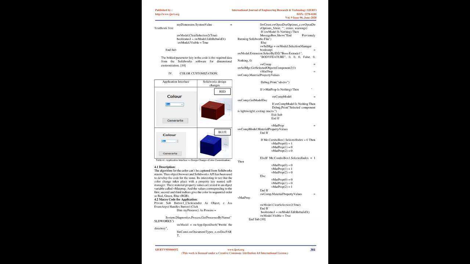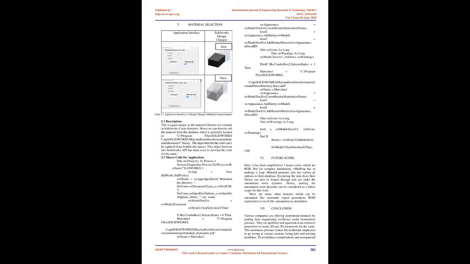4.1 Description. The algorithm for the color can't be captured from SolidWorks macro. Thus Object Browser and SolidWorks API have been used to develop the code for the same. It's interesting to see that the color change takes place with a property key named Self Manager. Their material property values are stored in an object variable called vMatProp. And the values corresponding to the first, second, and third indices give the color in sequential order as red, green, blue, RGB.